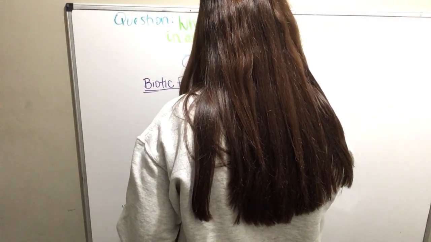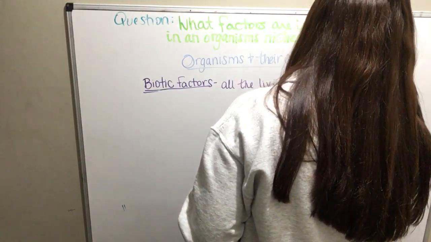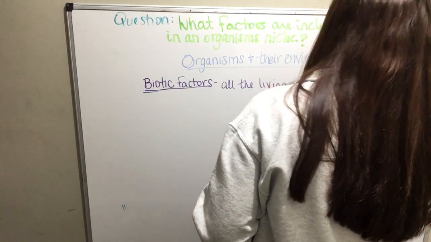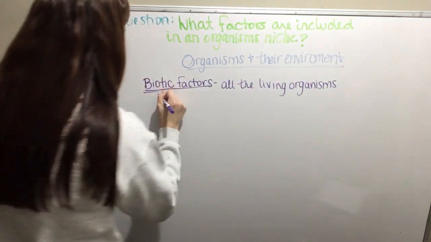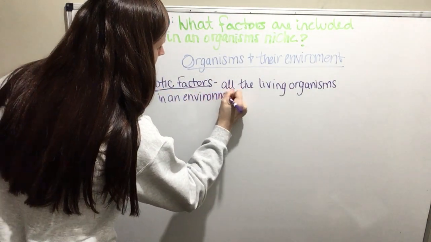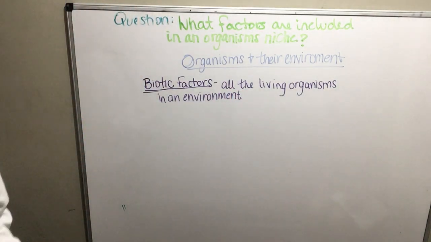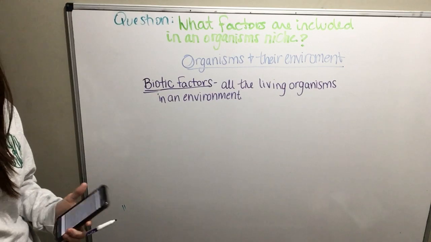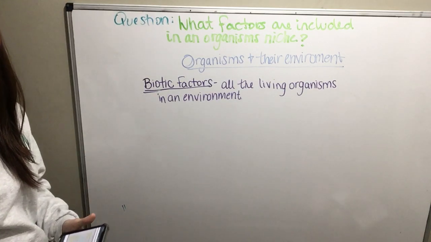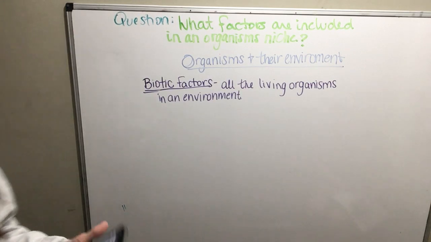So all the living organisms in an environment. This doesn't just include animals. We're talking all things that are living in an environment. So plants, animals, bacteria, all of those things are biotic factors.